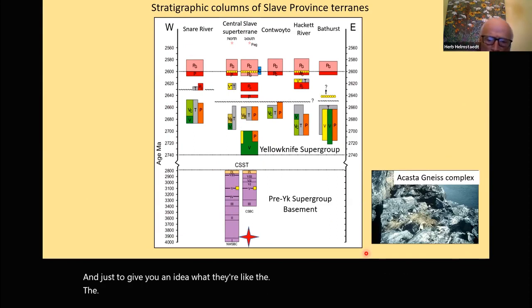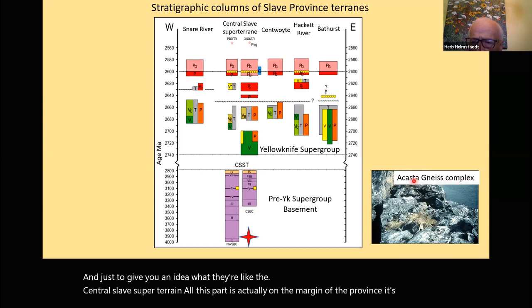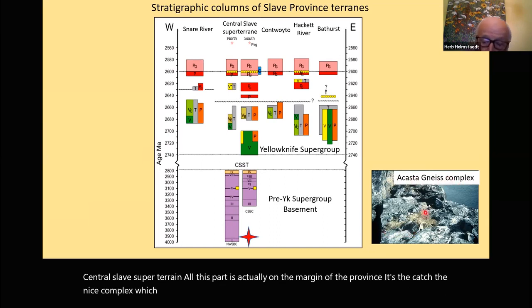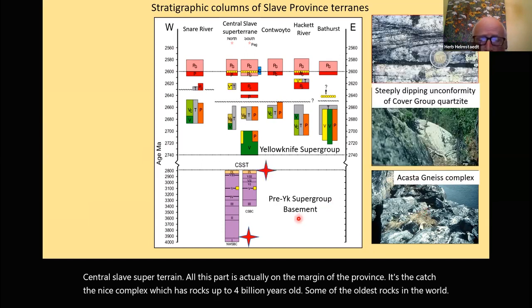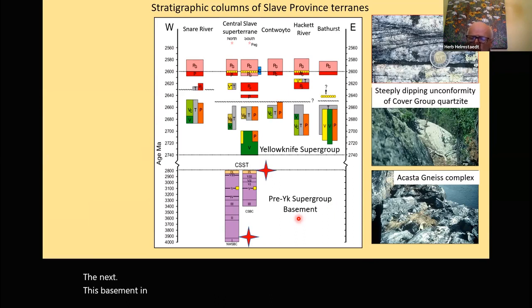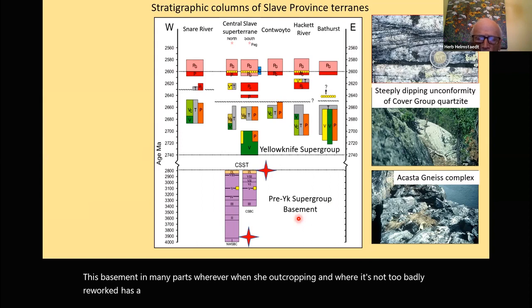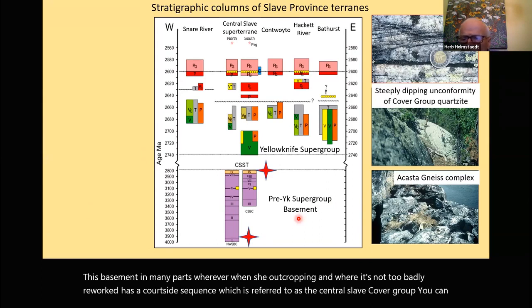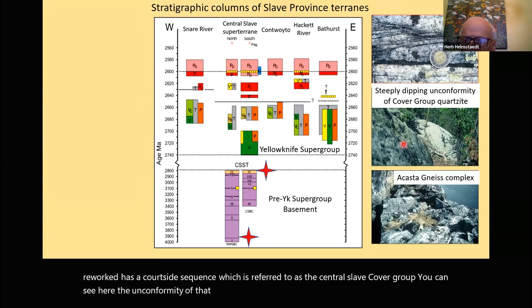And just to give you an idea of what they're like, the central Slave superterrane's oldest part is actually on the margin of the province. It's the Acasta Gneiss Complex, which has rocks up to 4 billion years old, some of the oldest rocks in the world. This basement, in many parts, wherever one sees it outcropping and where it's not too badly reworked, has a quartzite sequence, which is referred to as the Central Slave Cover Group. You can see here the unconformity of that quartzite on basement rocks.